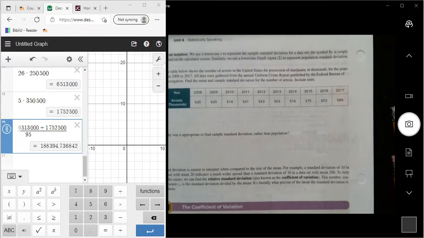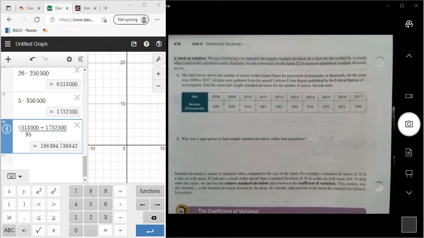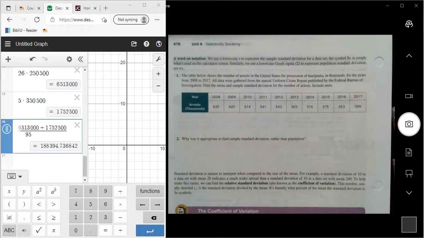But now we're going to go here on page 476. It says a word on notation. We use a lowercase s to represent the sample standard deviation for a data set. The symbol Sx is simply what's used on the calculator screen. Similarly, we use a lowercase Greek sigma to represent population standard deviation, not this here for the sigma x.